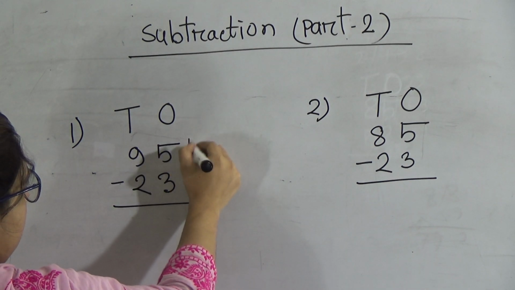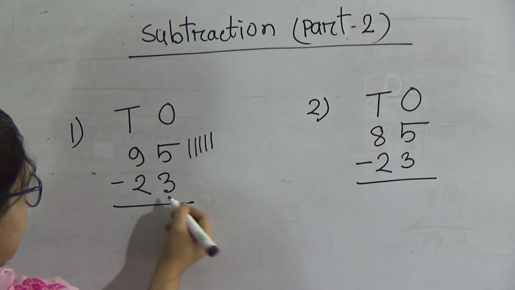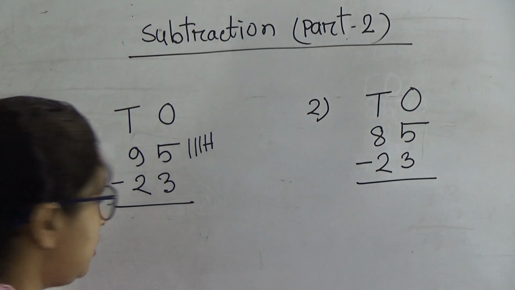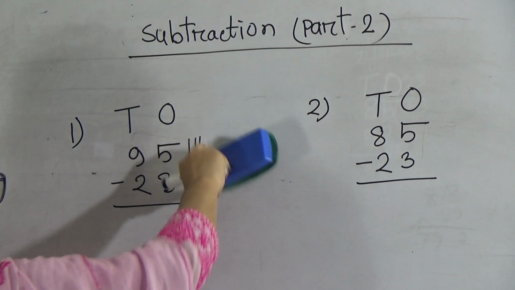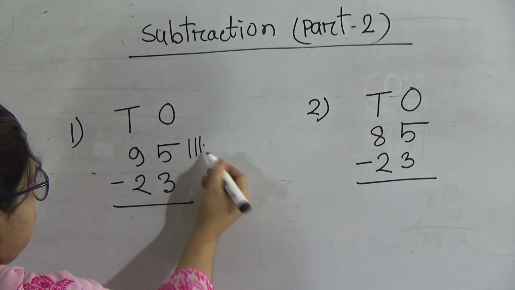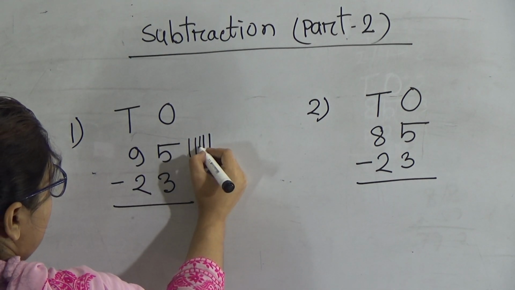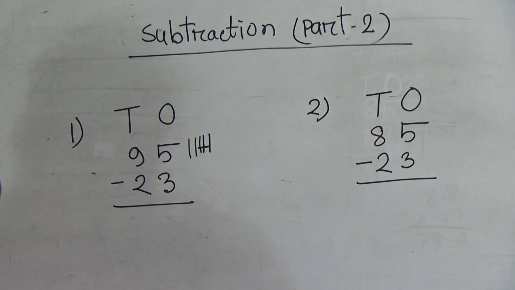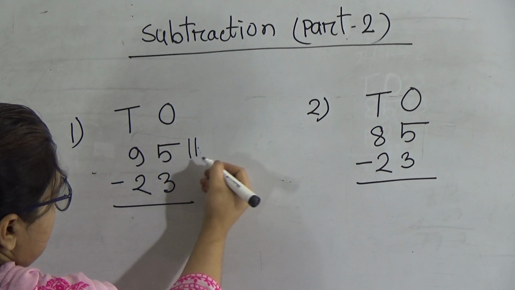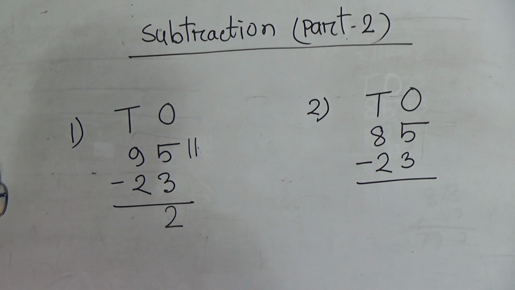Now you take 5 sticks. Here are 5 sticks and 3. Now take away 3 sticks, or remove 3 sticks. Now let's count. How many sticks do you have? 5, and you have to take your 3 sticks, then you remove. Now how many sticks do you have? 1, 2. Here are 2 sticks.